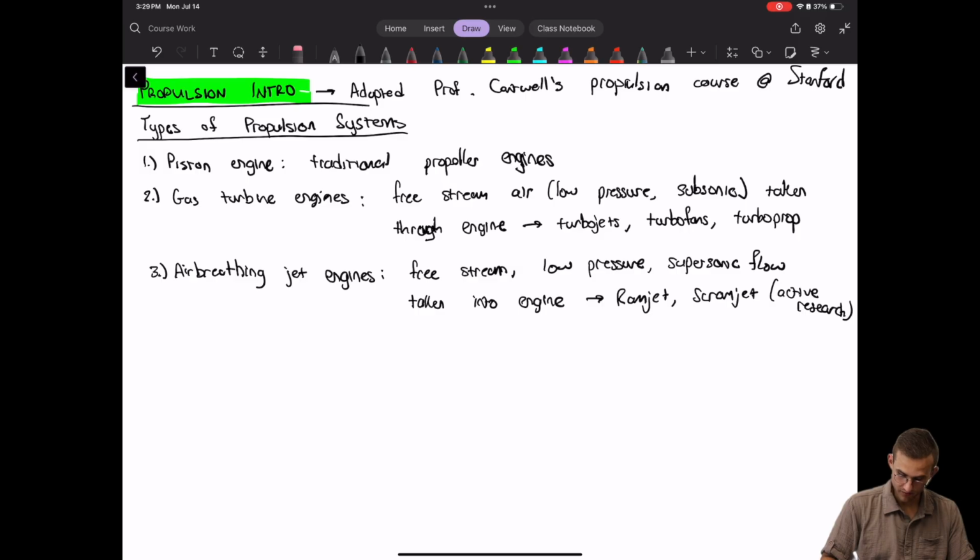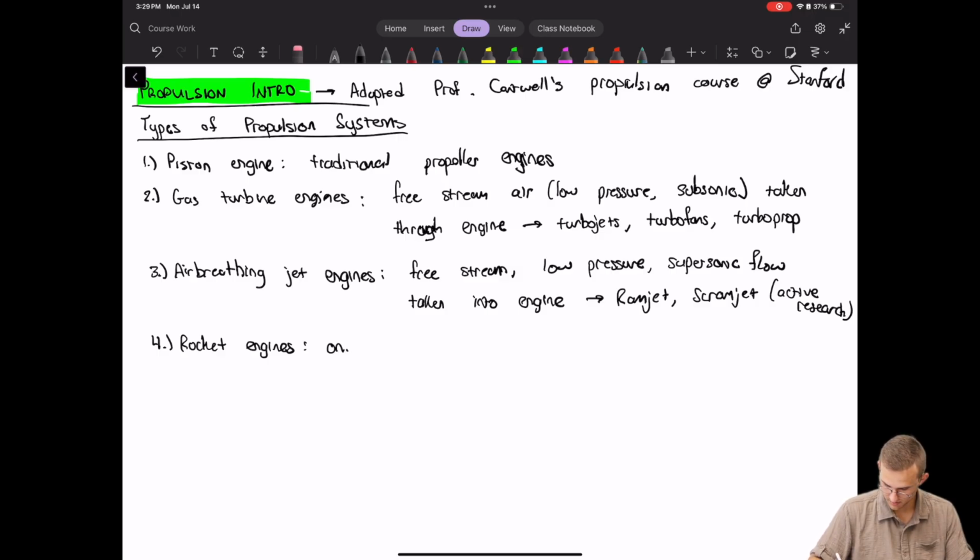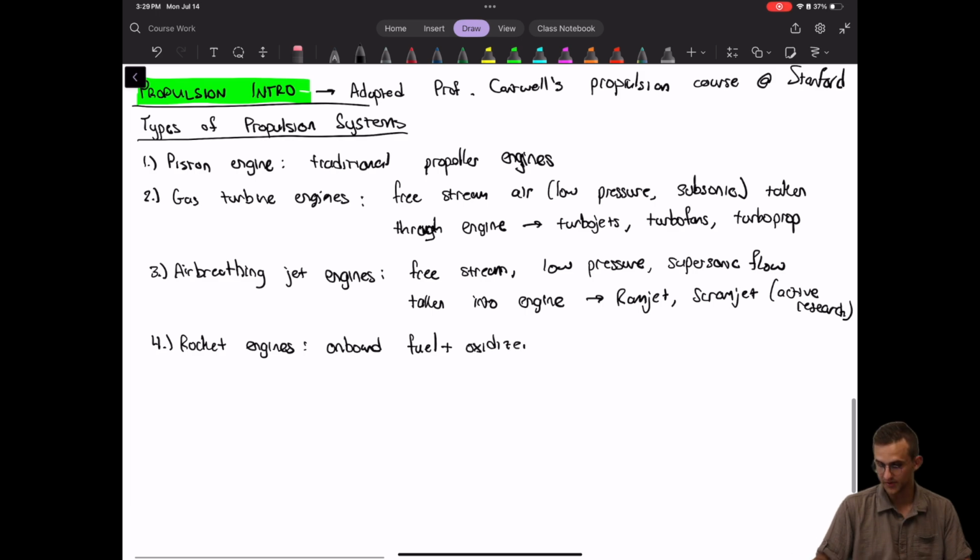We also have rocket engines. This is where you carry on board fuel and oxidizer, which is in contrast to the other options because they're using the free stream as the oxidizer, right? And then this is just accelerated through a nozzle.